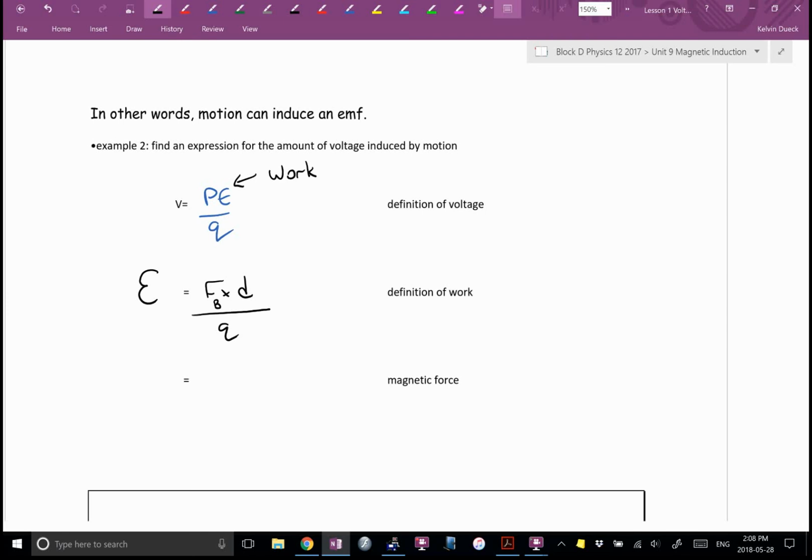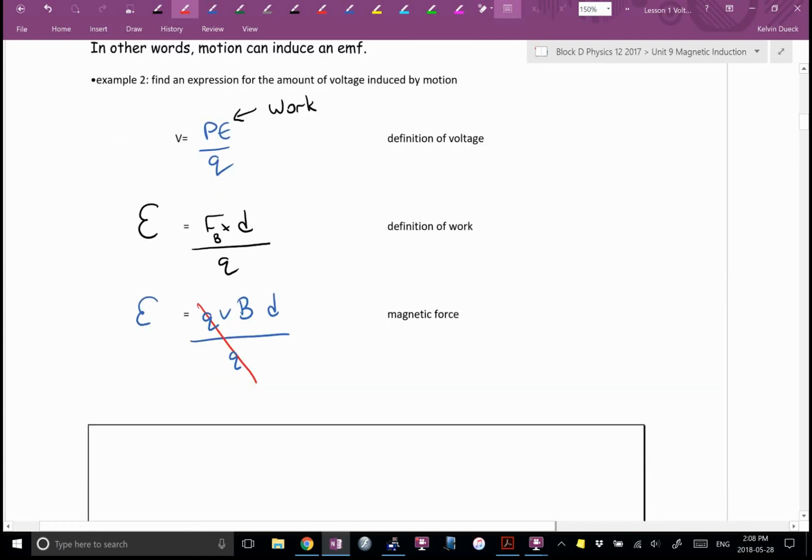You want your formula sheet out, probably? That was on a wire. I want the magnetic force on a single charge. It's QVB, times distance. Oh, that's kind of convenient. The Q cancels. And instead of d, because it's the length of wire, we often said we're going to use a lowercase l, and you get this.